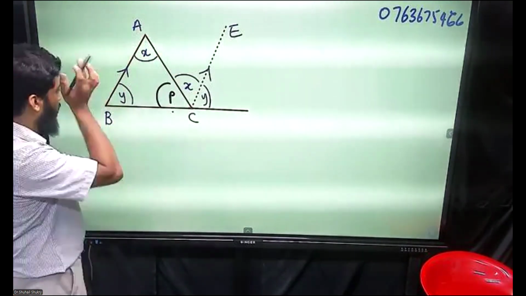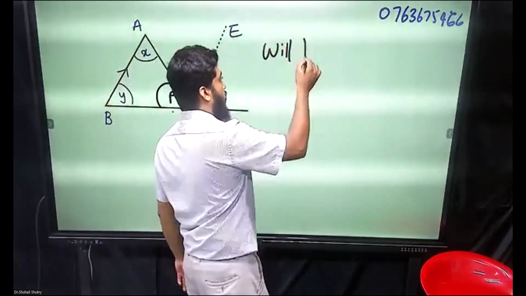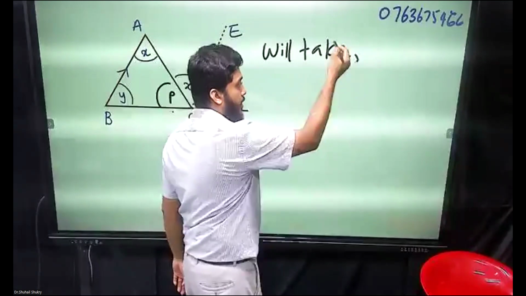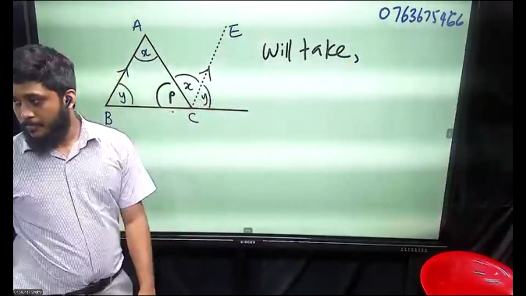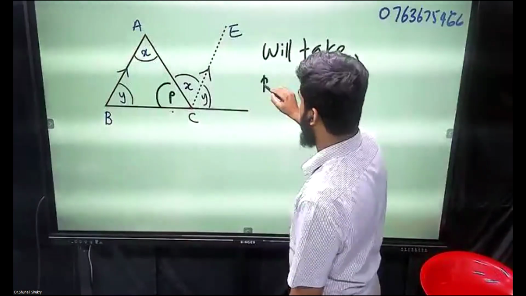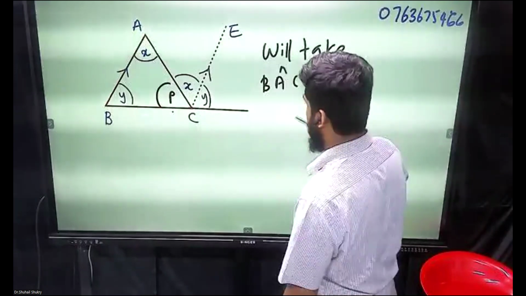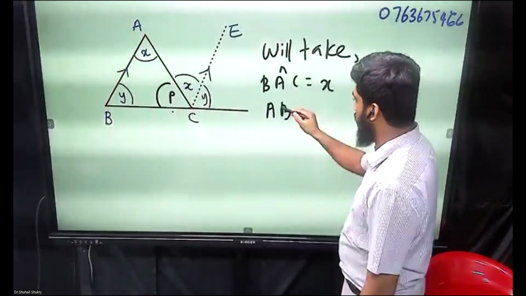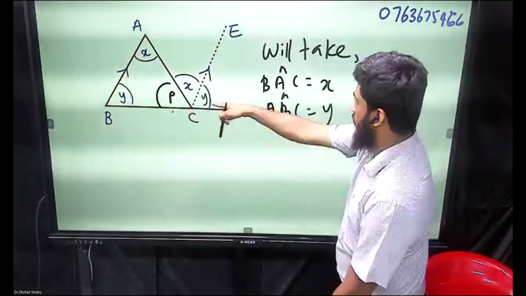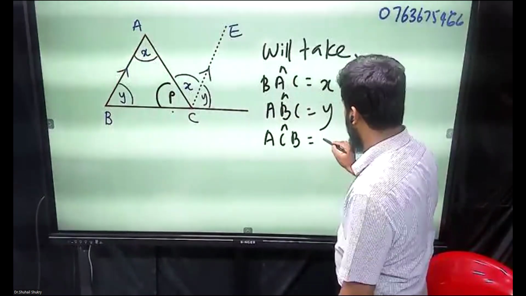So you think we have to write the same thing again? You write with me. BAC equal to X. ABC equal to Y. You took P, no? ACB equal to P. Okay?